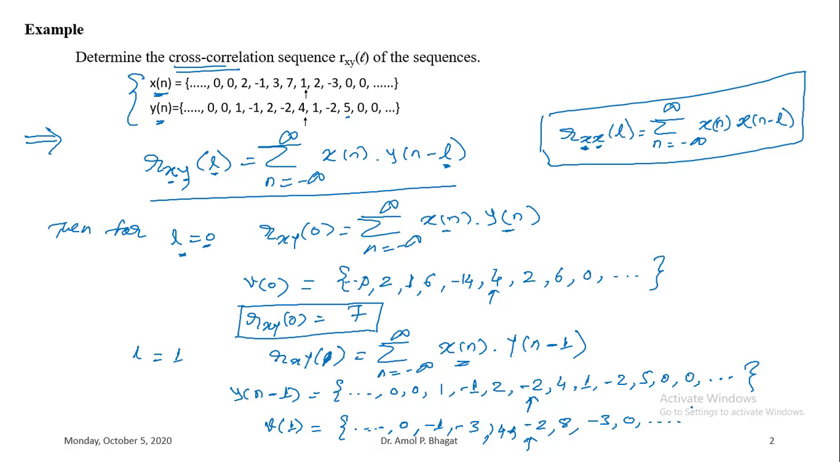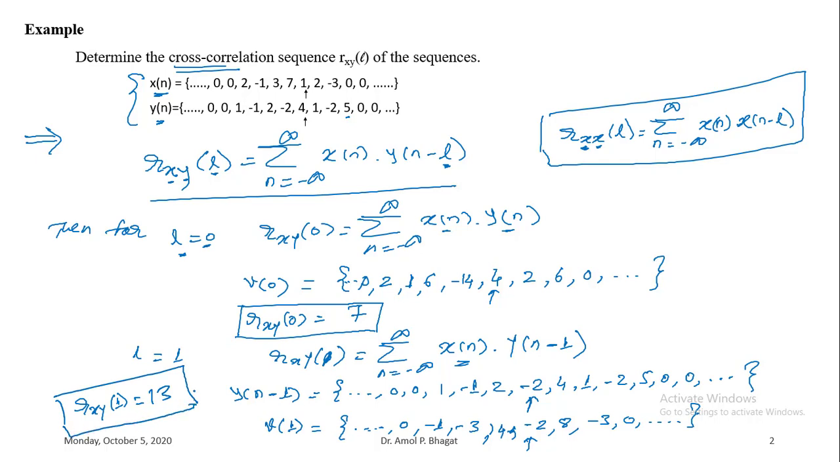Okay, so this is the required product sequence, and again you will add this sequence to get the value of Rxy of 1. Okay, so if I add these values, what value will I get? It will be minus 4, then 10, 10 minus 2 will be 8, 16, 16 minus 3 will be 13. Okay, so Rxy of 1 will be 13.